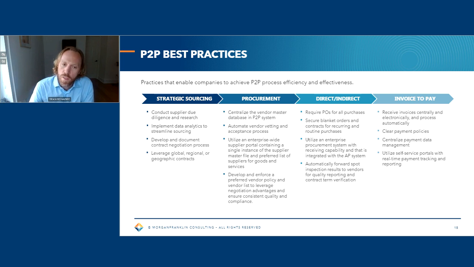So those are things when we think about best practices, but obviously, as I talked about at the start, a lot of companies are interested in how do we think about cost reduction when it comes to our target operating model with regards to P2P.